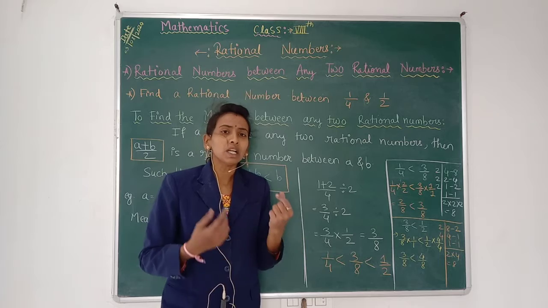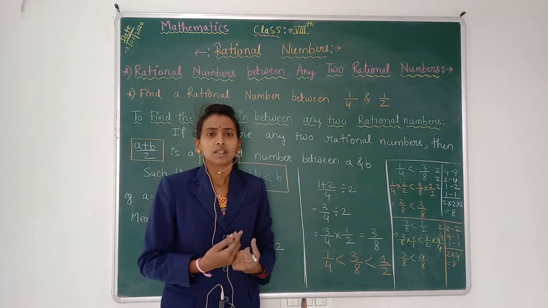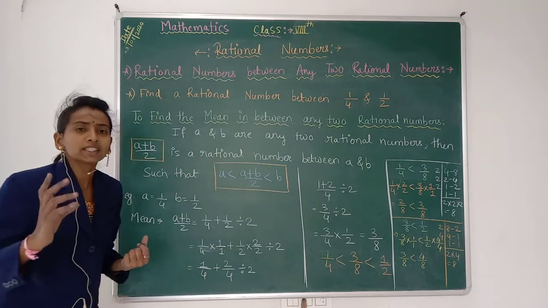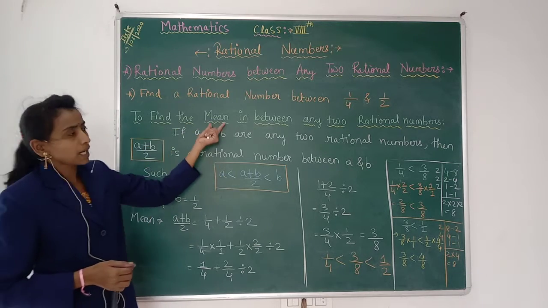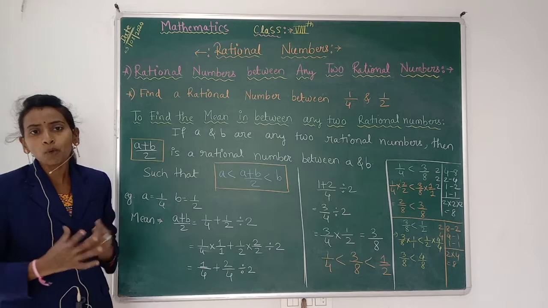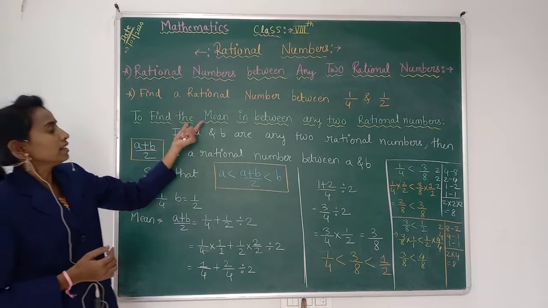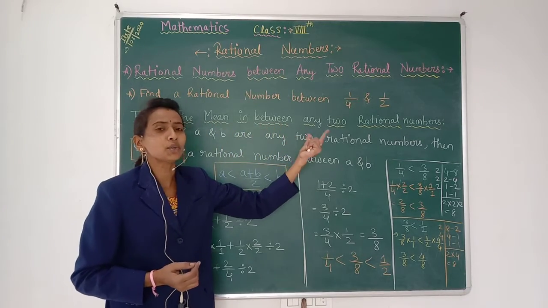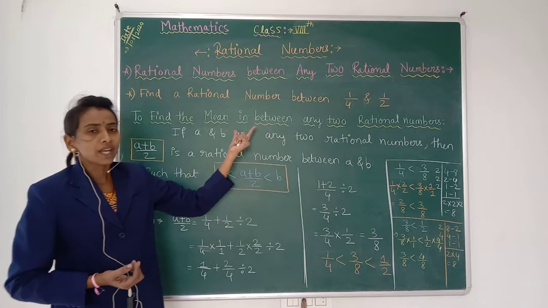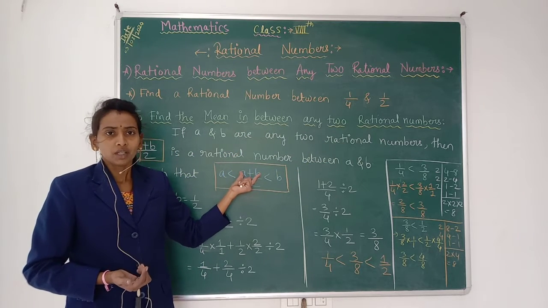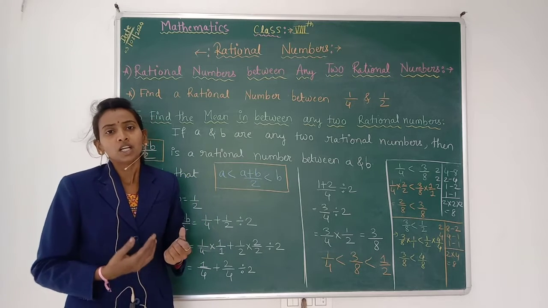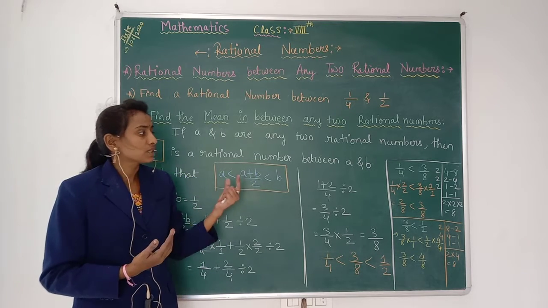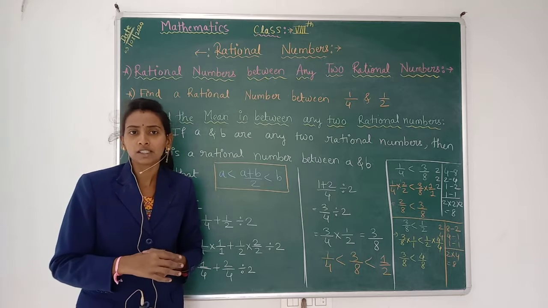For that, one separate rule is there. What is that? That rule is called finding the mean. Mean means middle point. So to find the mean in between any two rational numbers, we have one general formula. We use that general formula to find the rational number in between two rational numbers, and we find only one rational number.